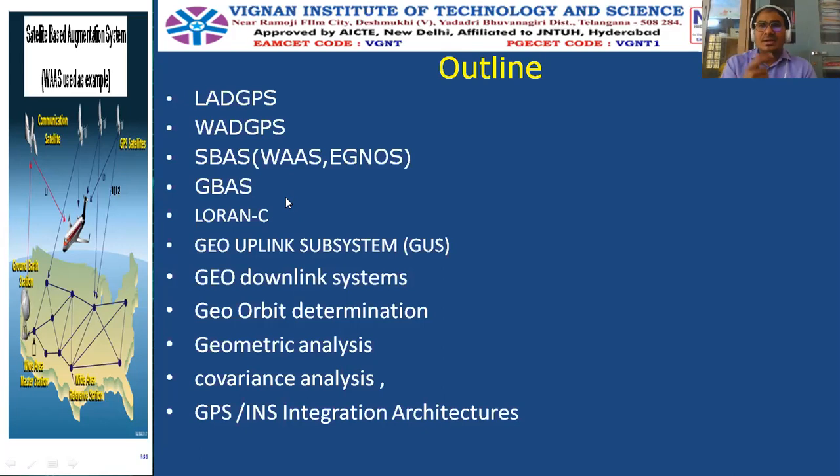We are using the geostationary satellites. And there we have to develop the systems, like whenever there is satellite connectivity, it is established by developing an uplink system and also a downlink system. And we have to determine the orbit properly. So there we will study the orbit determination, geo-orbit determination. And in that we have two things, geometric analysis and covariance analysis.